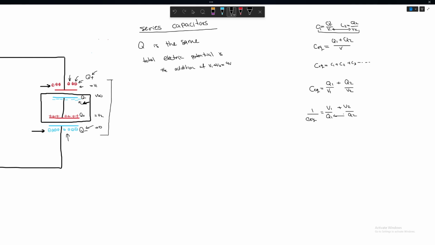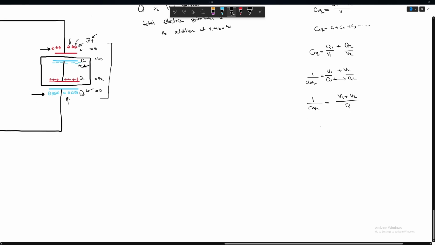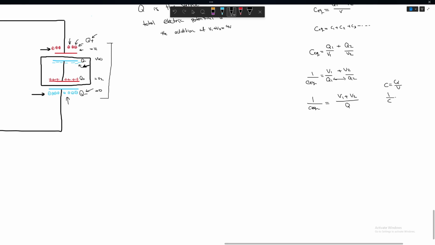Now, these two are the same. Remember, in series, the charge is the same. Q is the same. And so 1 over CEQ equals V1 plus V2 all over the same Q, because Q is the same. And so writing this out, well, I know C equals Q over V. That means 1 over C equals V over Q. And so I could say then, yeah, this CEQ, which is the total, equals my 1 over C1 plus 1 over C2 plus 1 over C3, so on.